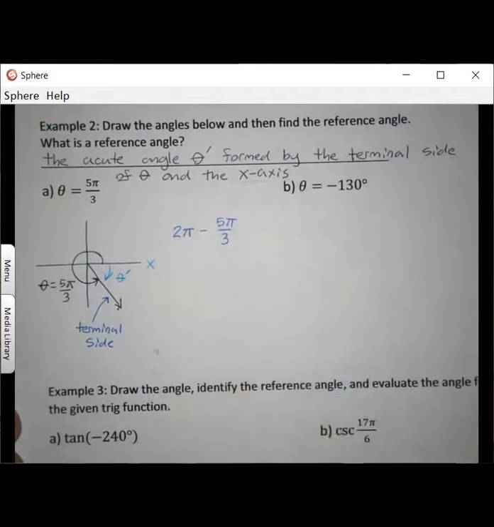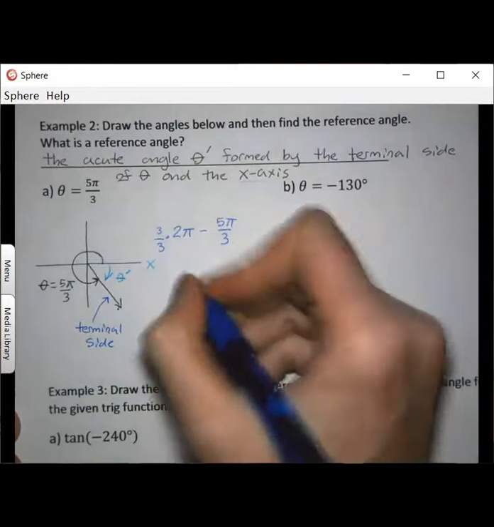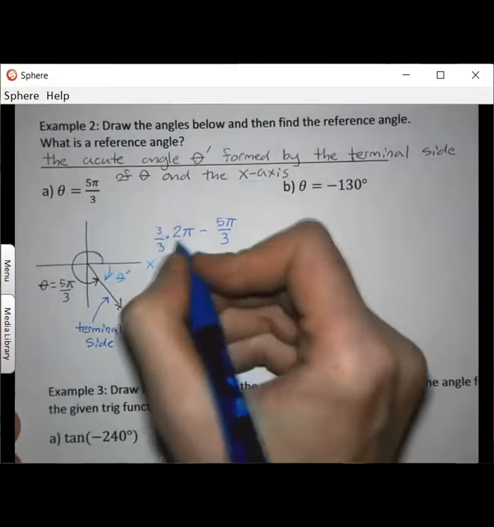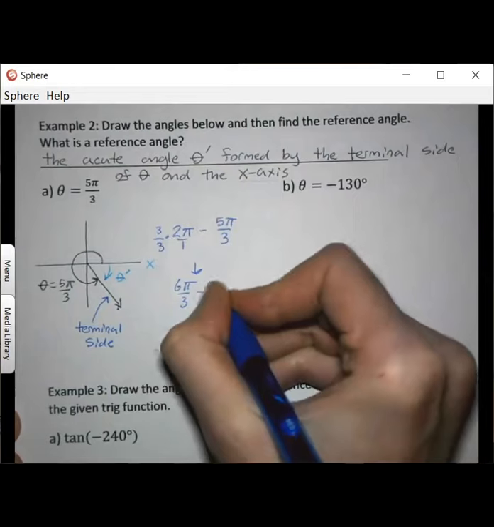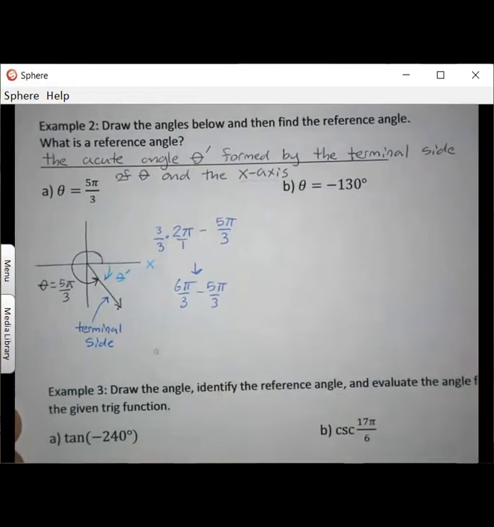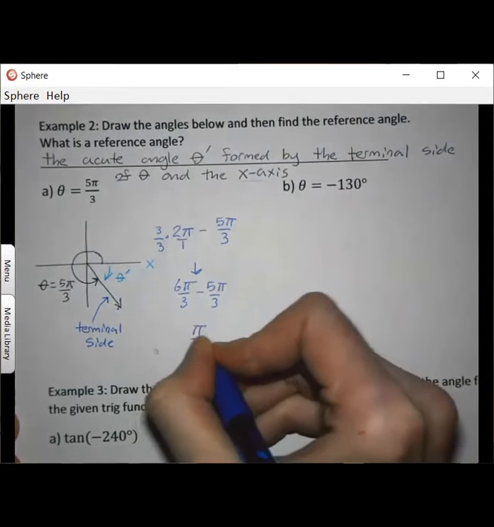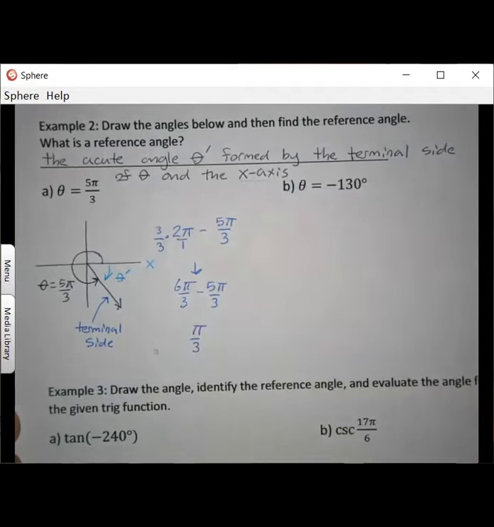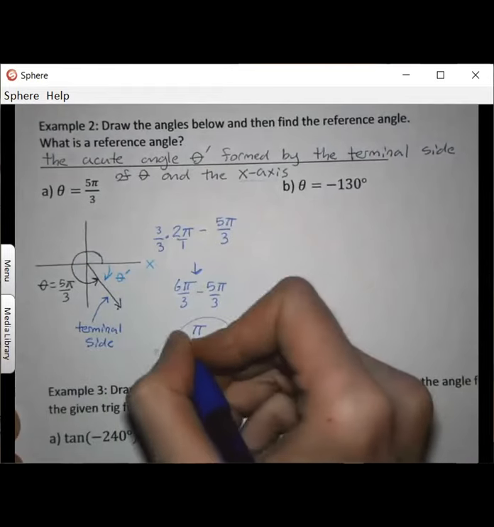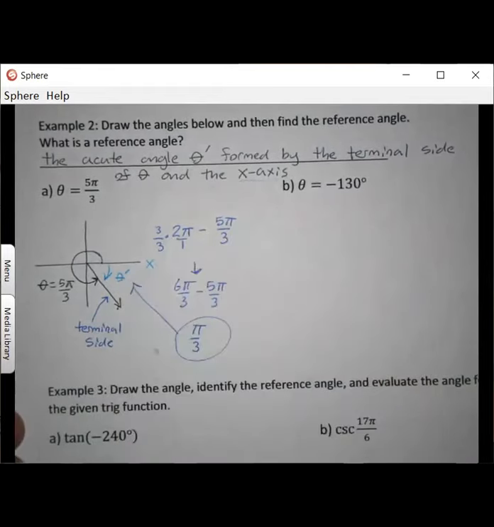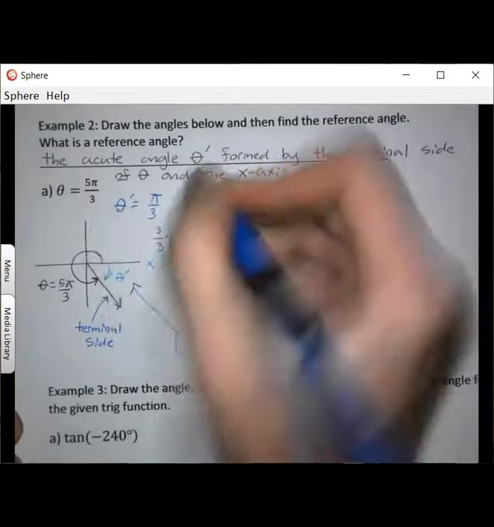So I want a common denominator, so I'll multiply by 3 over 3. So it's going to be 6 pi over 3 minus 5 pi over 3, or just pi over 3. So that's going to be my reference angle, or my theta prime is pi over 3.